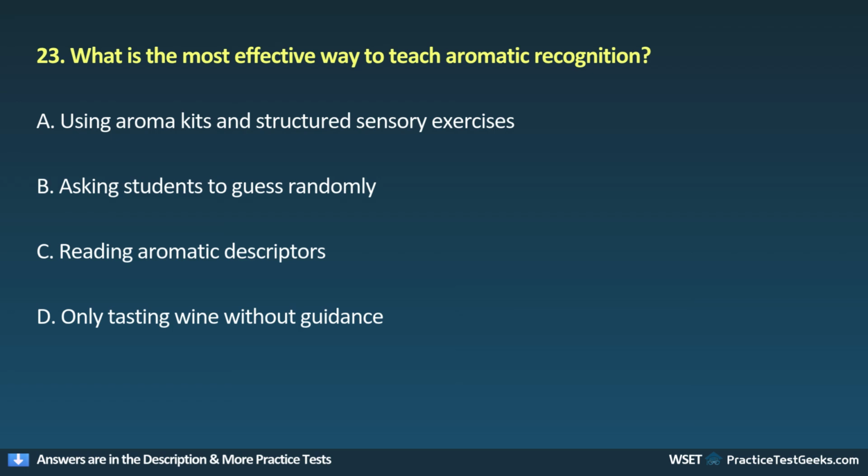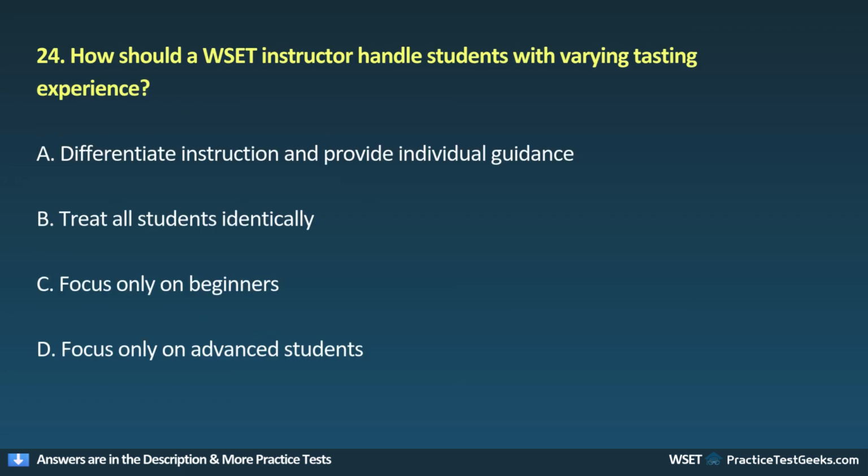23. What is the most effective way to teach aromatic recognition? A. Using aroma kits and structured sensory exercises. B. Asking students to guess randomly. C. Reading aromatic descriptors. D. Only tasting wine without guidance.